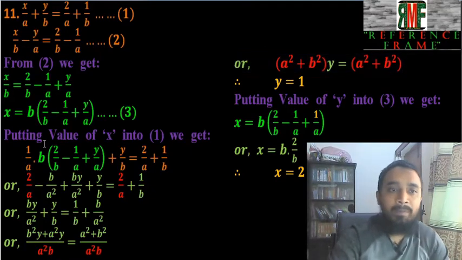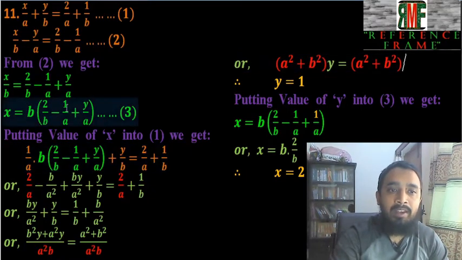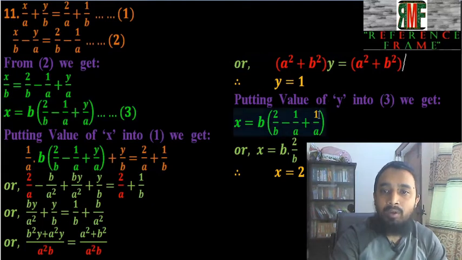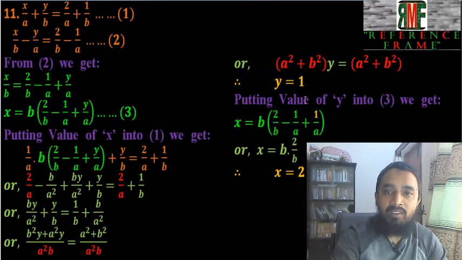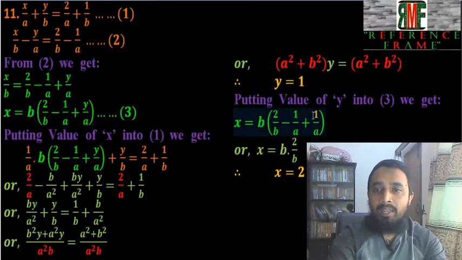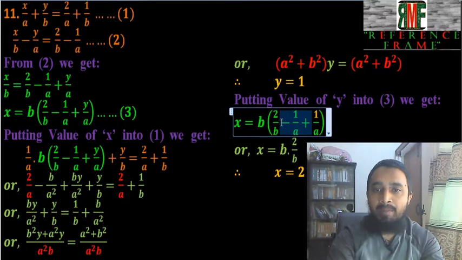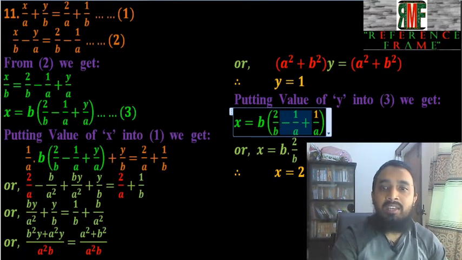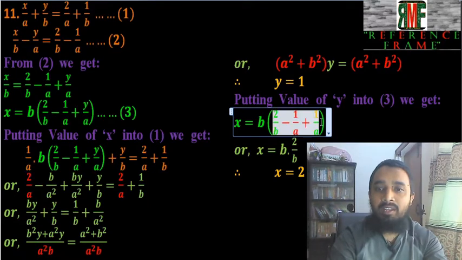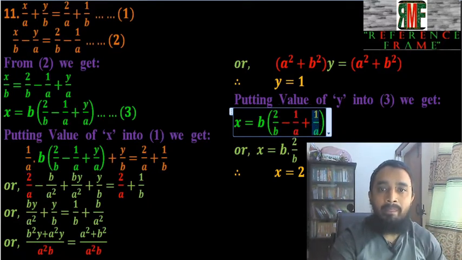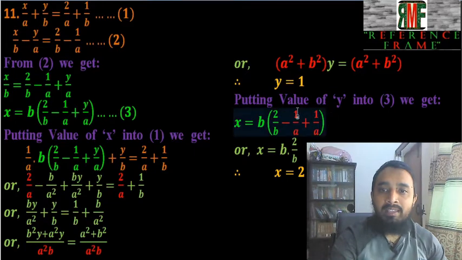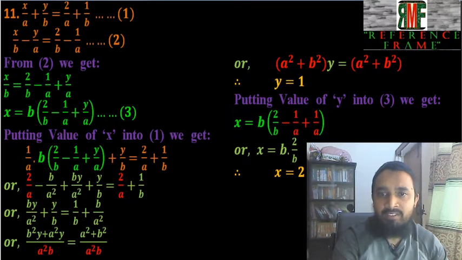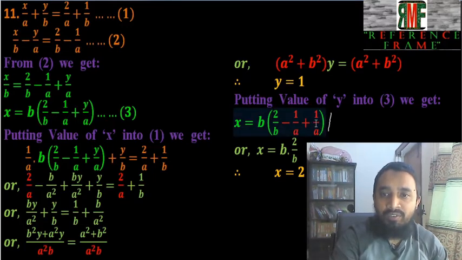So look, b into 2 by b plus minus 1 by a plus 1 by a. Since the 1 is written in golden color because this is the value of y, as you can find here. Now look, a plus b and a minus b with different signs on the same side, this portion, they are the additive inverse of each other, so they can cancel each other. So 1 by a and minus 1 by a, they vanish.